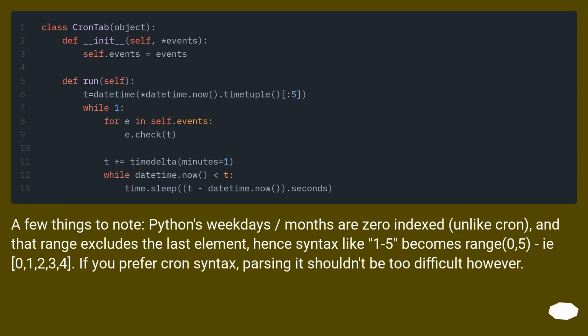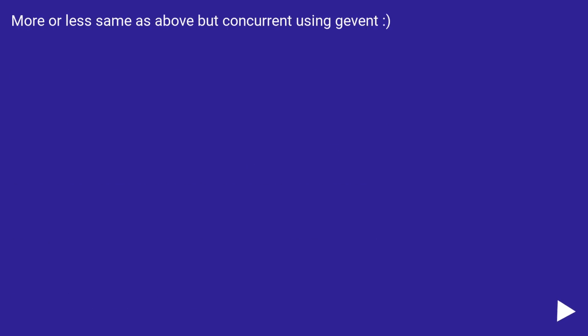A few things to note: Python's weekdays and months are zero indexed, unlike cron, and that range excludes the last element. Hence syntax like 1 to 5 becomes range(0, 5), or 0, 1, 2, 3, 4. If you prefer cron syntax, parsing it shouldn't be too difficult however. More or less the same as above but concurrent using gevent.